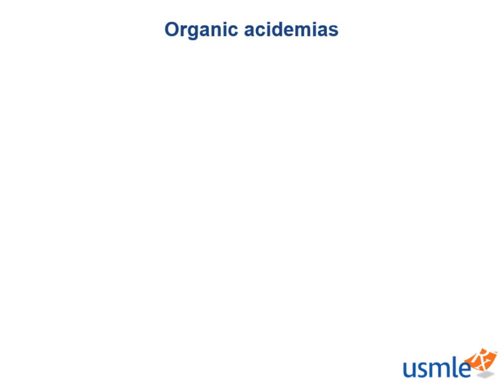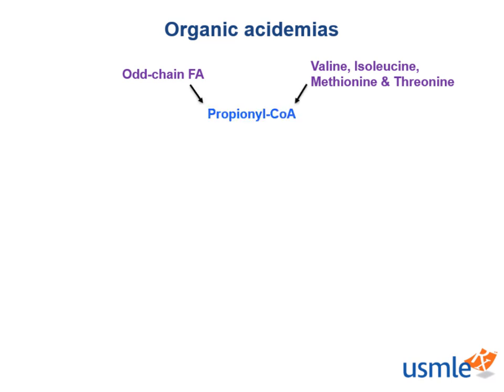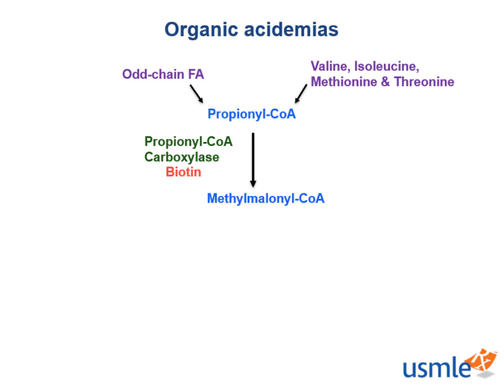Do you know what metabolites form propionate-CoA? Propionate-CoA is metabolized from odd-chain fatty acids and branched-chain amino acids like valine, isoleucine, methionine, and threonine. Just a side note, propionate-CoA is a coenzyme A derivative of propionic acid. Propionate-CoA is then metabolized to methylmalonyl-CoA via the enzyme propionate-CoA carboxylase. Can you recall what vitamin this enzyme requires? Yes, biotin. So essentially, you get a propionic acidemia by a deficiency in either propionate-CoA carboxylase or biotin.